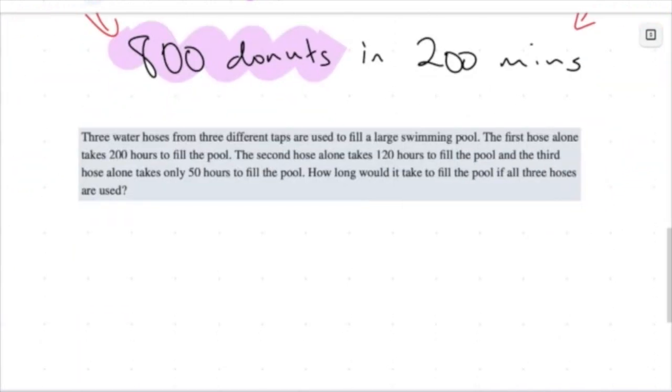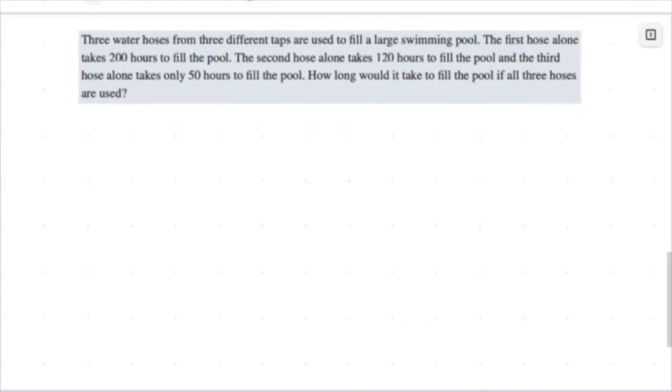Now let's look at one last question. And this question is quite difficult, so we're going to spend a little bit of time on this. This is where the bulk of our video is going to go, because this is probably the hardest type of worded rate question you're going to get. And you can see here it involves multiple parts.